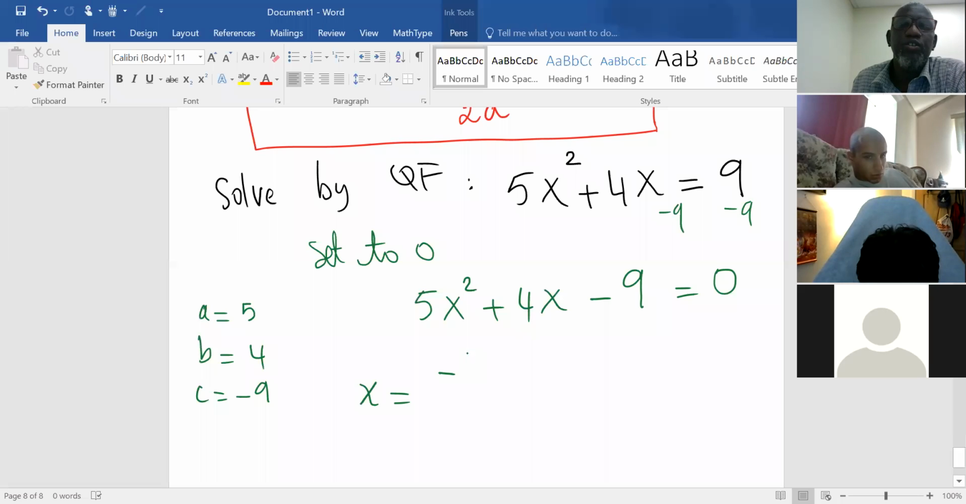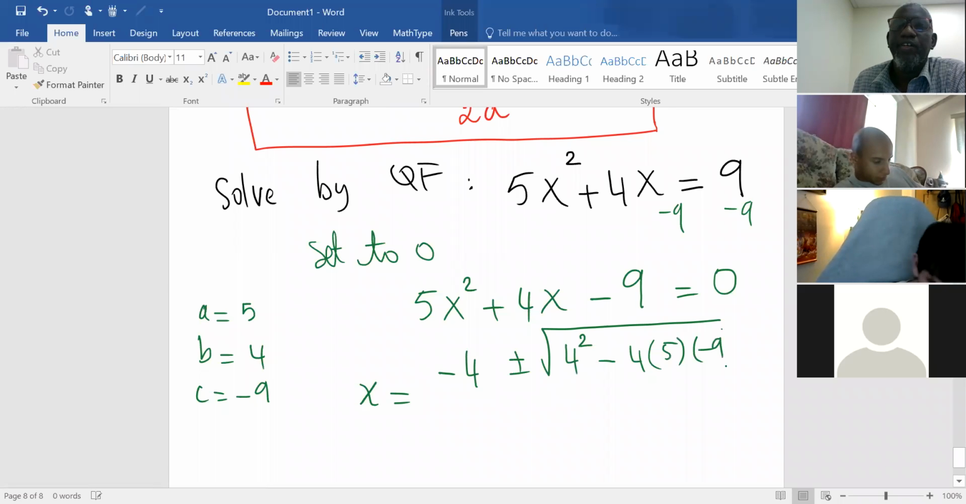Negative b. B is 4, so negative 4 plus or minus square root of 4 squared minus 4 times 5 times negative 9, over 2 times 5. Okay, tell me, you are grading my paper now.